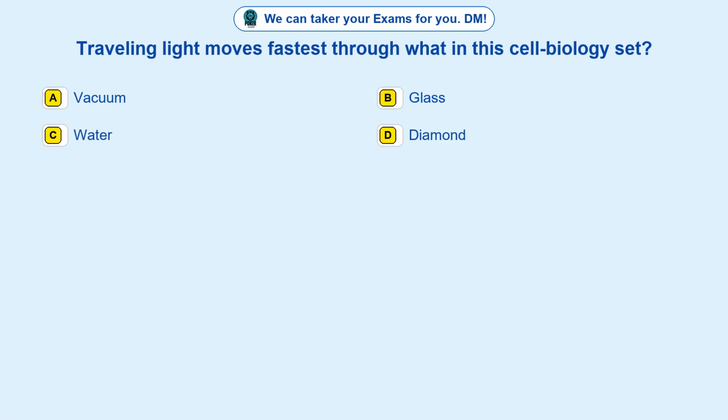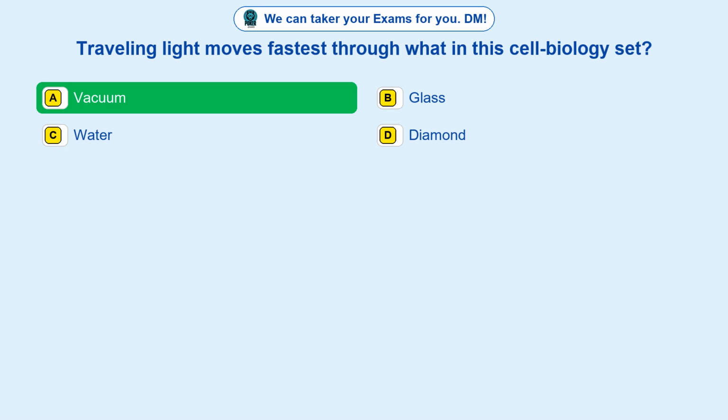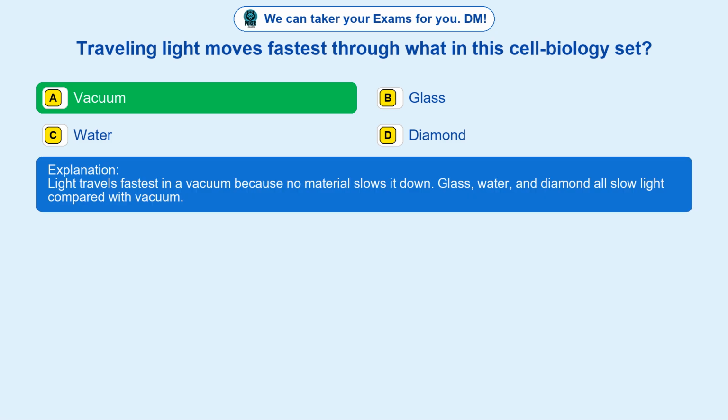Question 66. Traveling light moves fastest through what in this cell biology set? Option A, vacuum. Option B, glass. Option C, water. Option D, diamond. The correct answer is option A. Vacuum. Light travels fastest in a vacuum because no material slows it down. Glass, water, and diamond all slow light compared with vacuum.